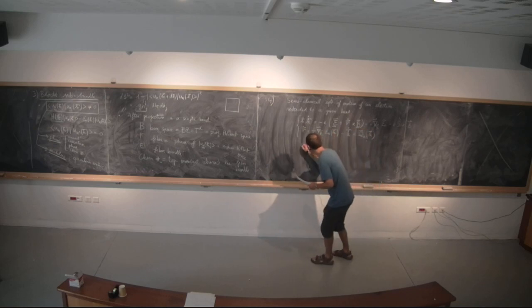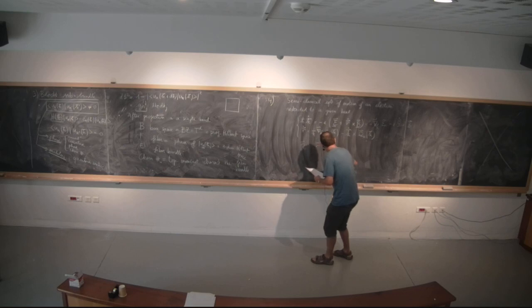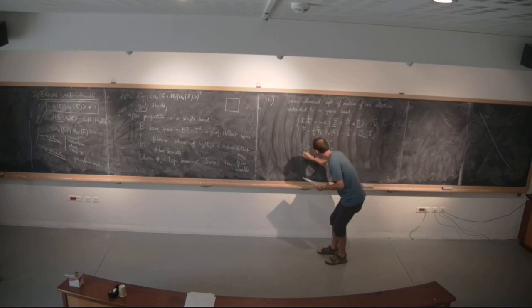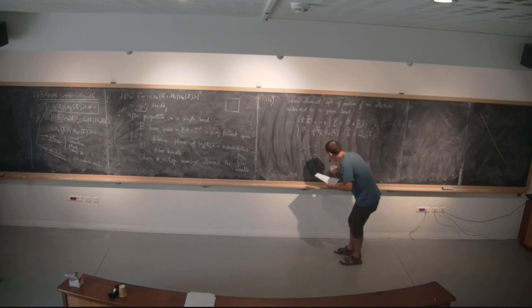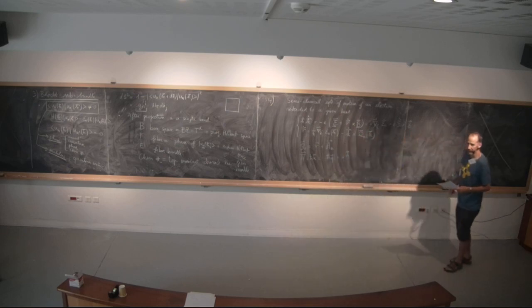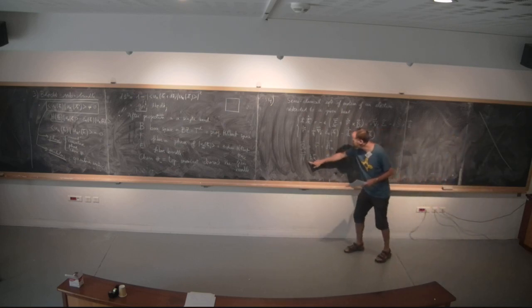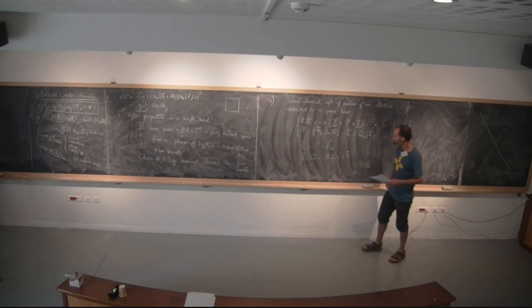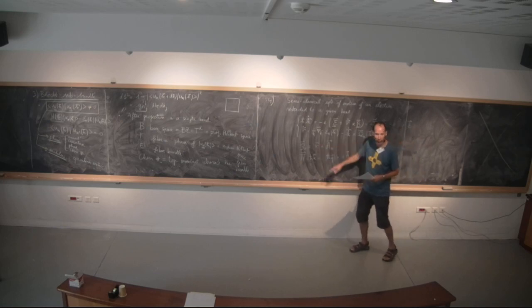So the curly R, it looks like this plus the Berry connection. Just like the gauge invariant momentum, it's the canonical momentum plus the vector potential. So this is the usual difference between the thing which is gauge invariant and the thing which is canonical. And now we get the same also for position.